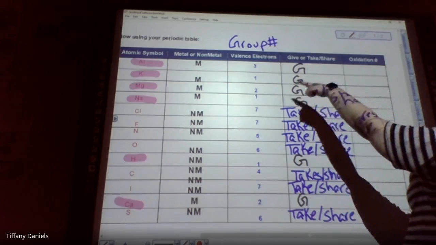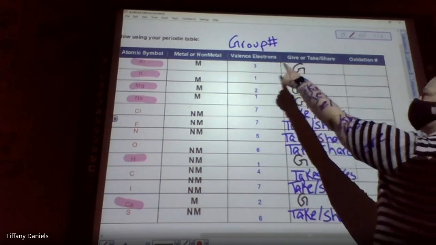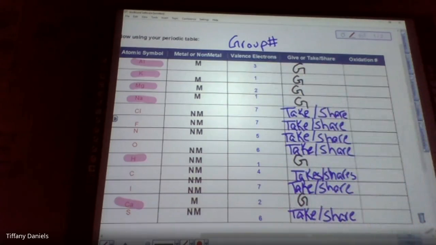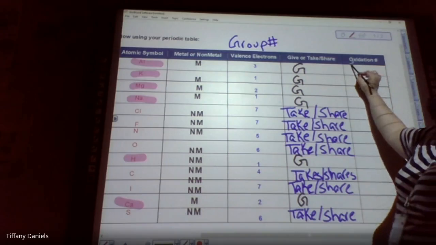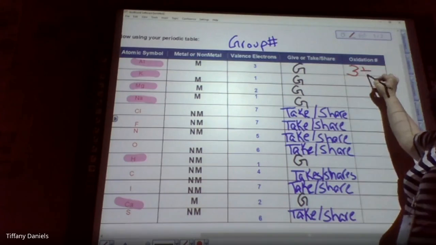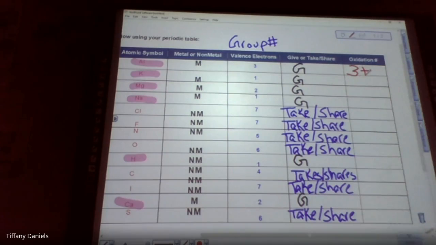All right. So aluminum gives, how many does it give? 3. So it has an oxidation number of 3 plus. Yeah, you want to put the plus on there. There are some teachers that don't because it's understood to be there. But I'm literal. I want to see it. Show it to me. I grew up in Missouri, the show me state, you know.